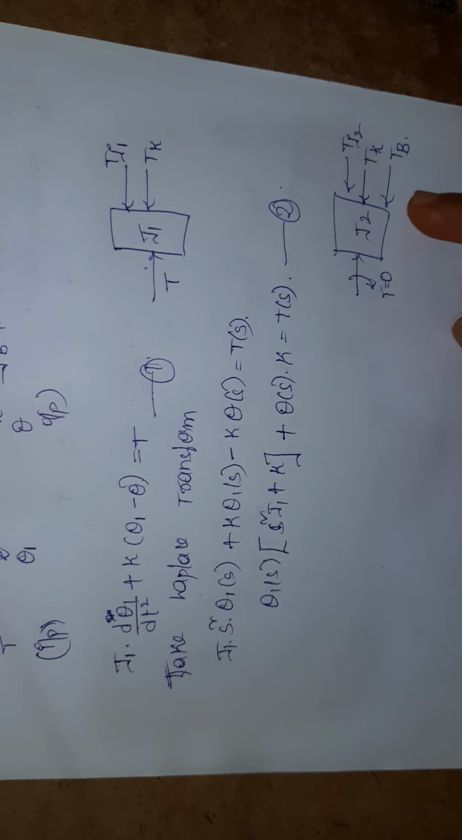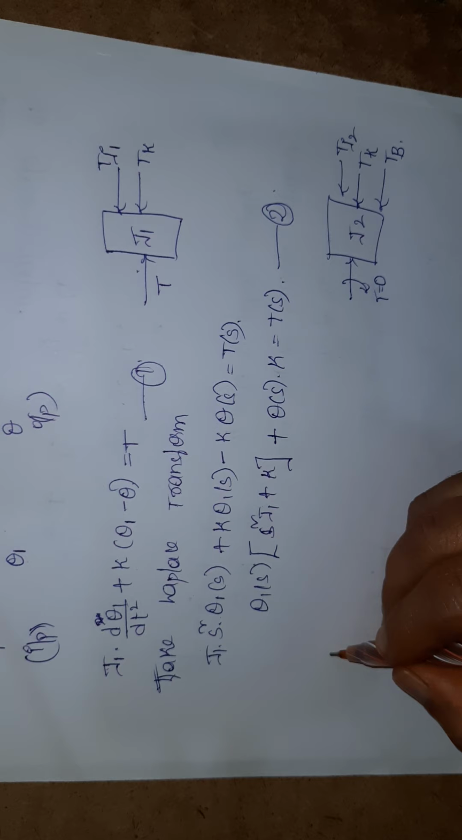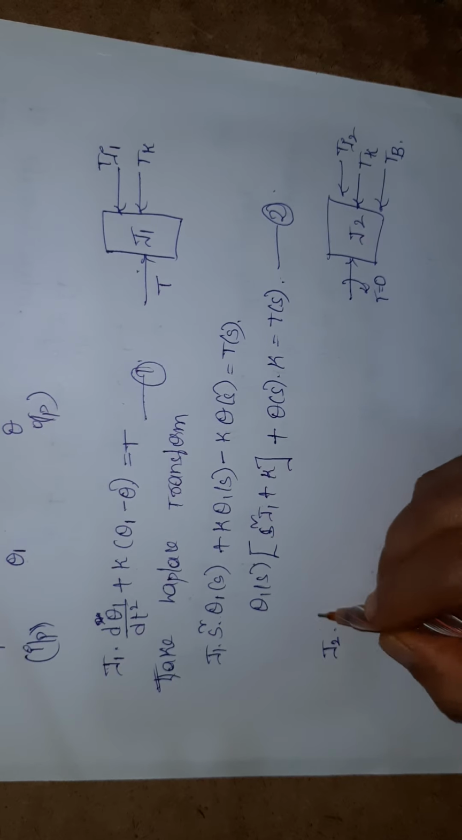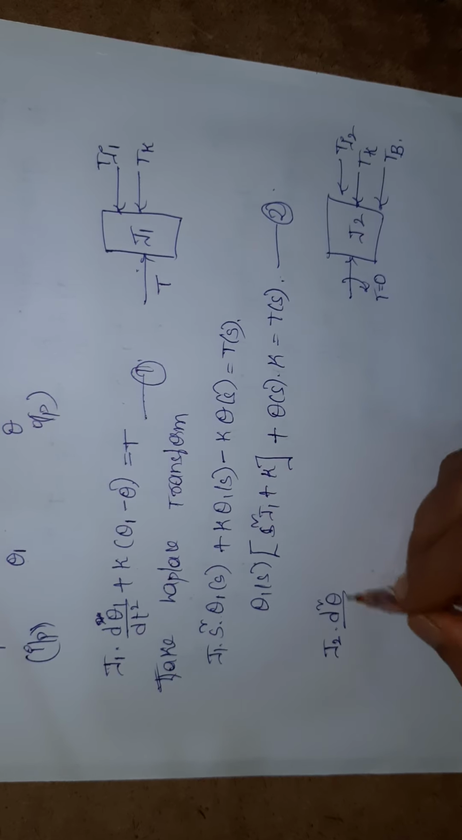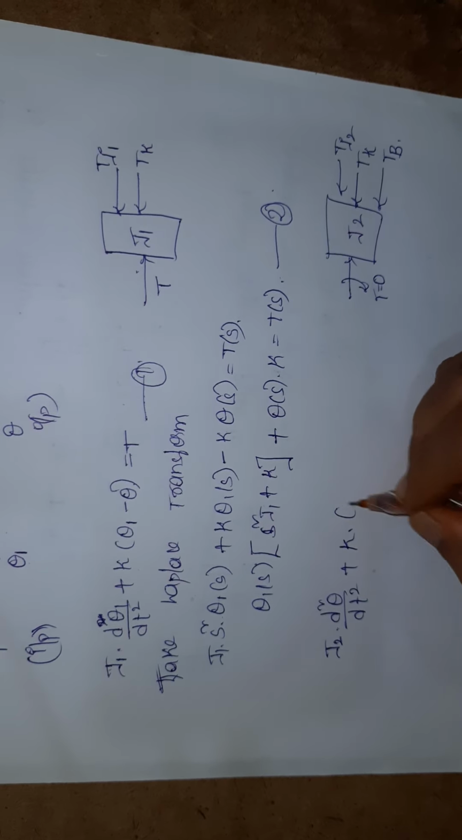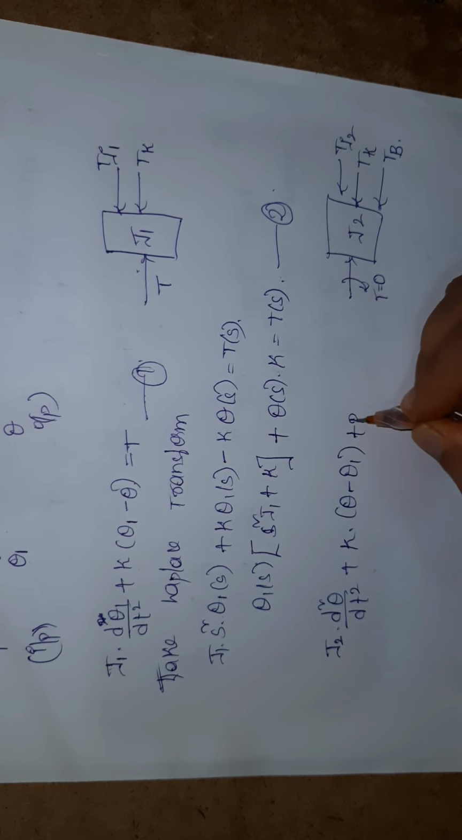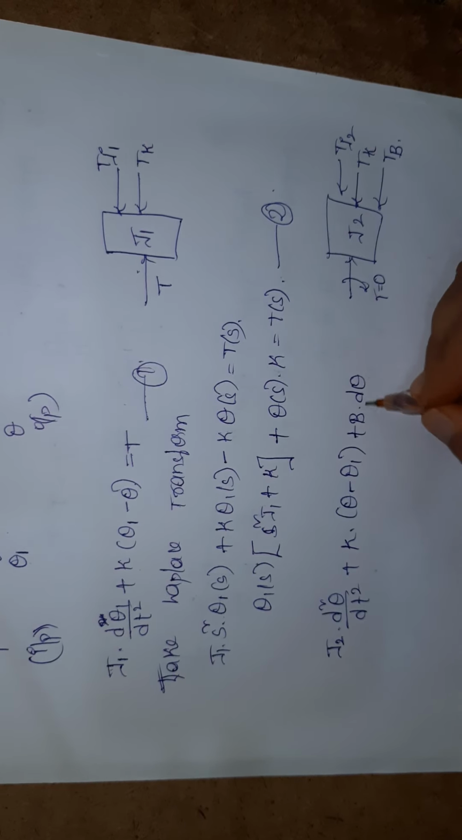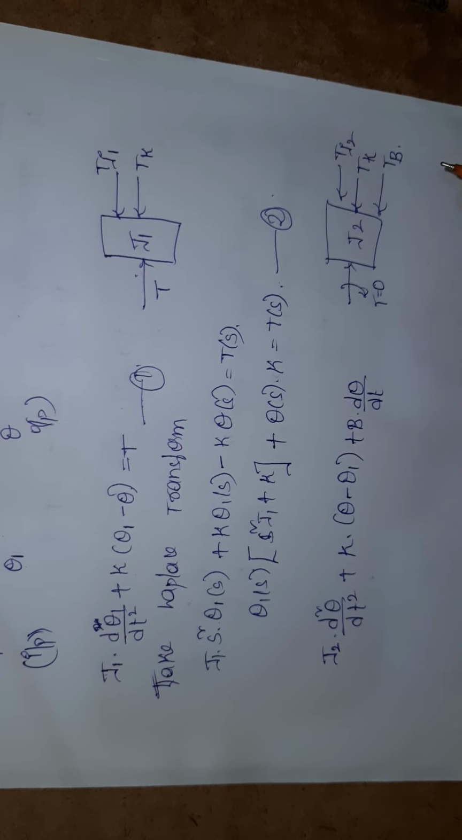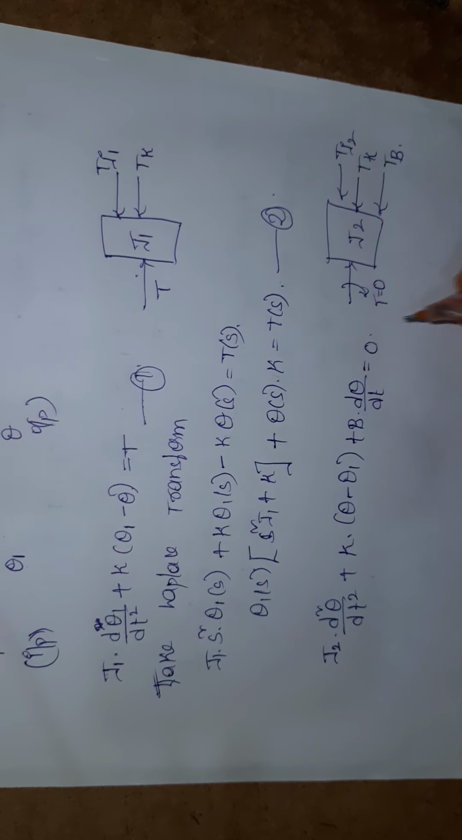Okay, so apply Newton's second law: opposing forces are equal to applied forces. The applied force is 0. So we will have this one: Tj2, J2 into d square theta by dt square, plus k into (theta minus theta 1), plus b into d theta by dt, equal to 0.